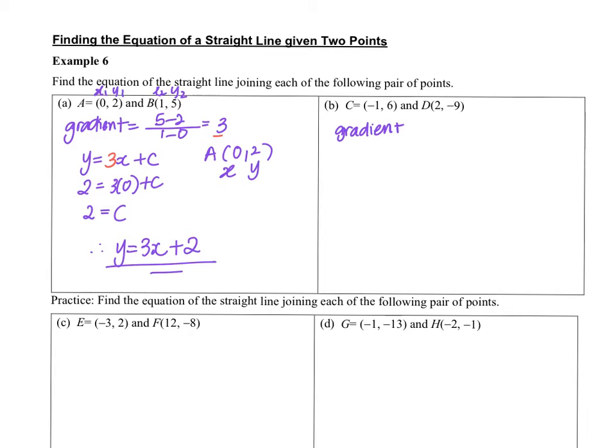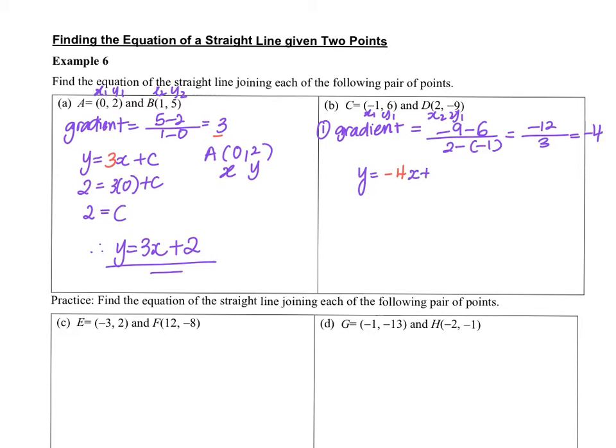To find the gradient, I will need y2 minus y1 over x2 minus x1. So y2 minus y1, that will be negative 9 minus 6. x2 minus x1, that will be 2 minus negative 1. Be careful of the negative sign. So here I will get negative 12 over 3, which gives me a gradient of negative 4.